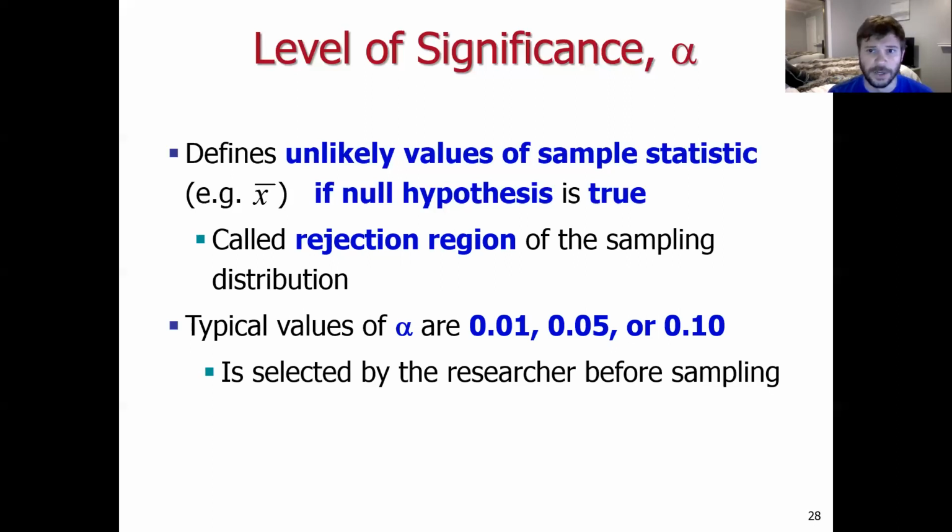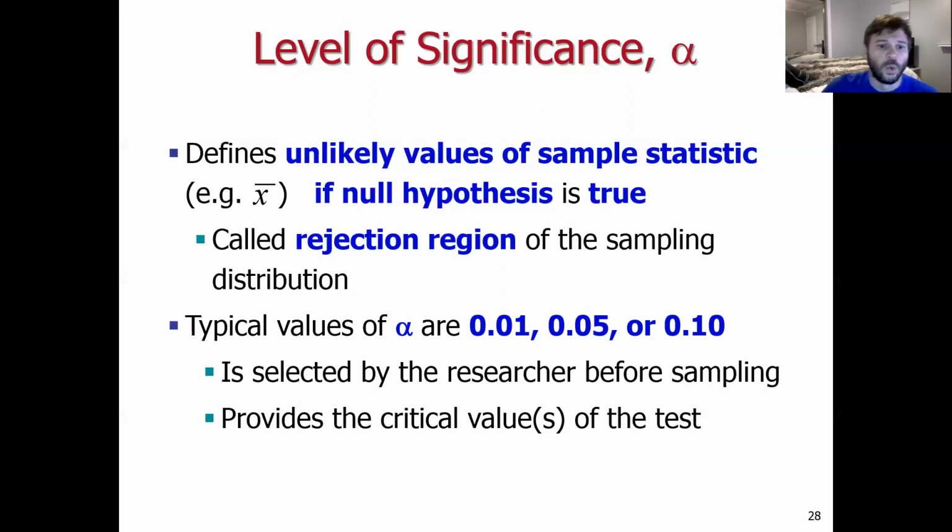So what we're doing here is we're going to lock in at the beginning how much of that type 1 error we are willing to accept. How much of that type 1 error are we willing to accept? And this is going to define for us what the critical value thresholds are for our hypothesis test.